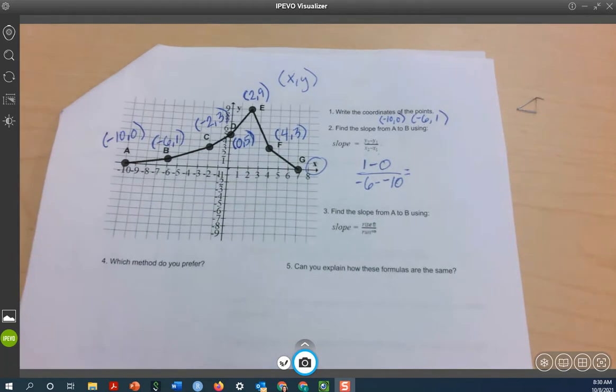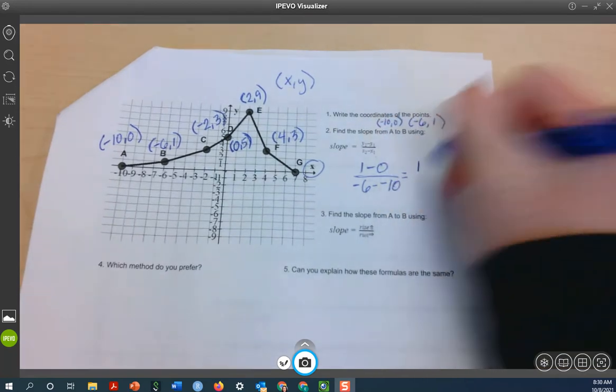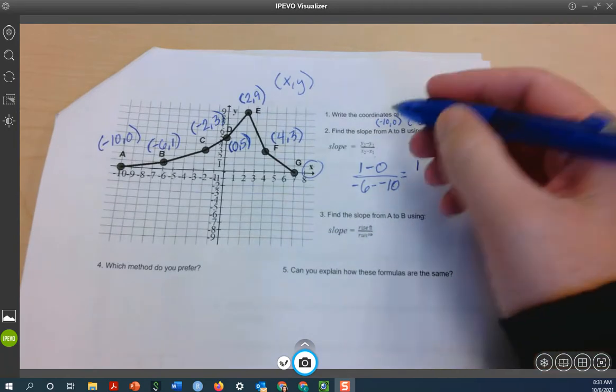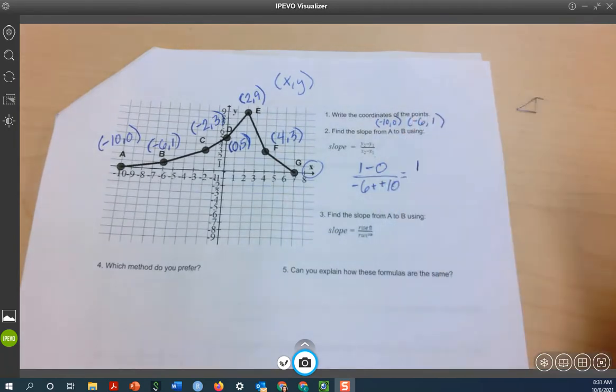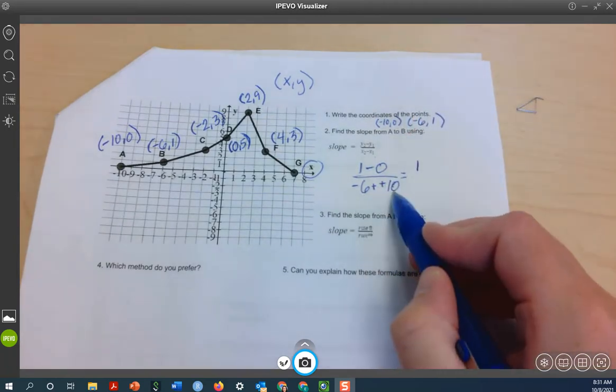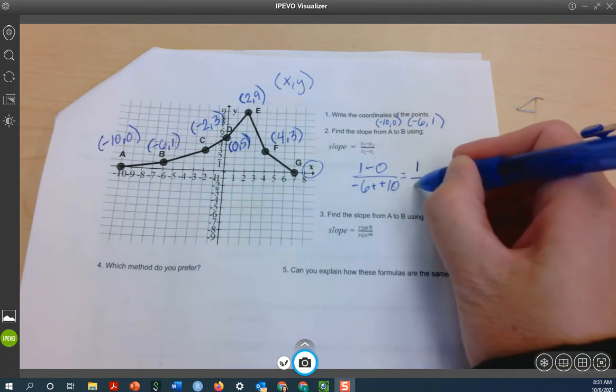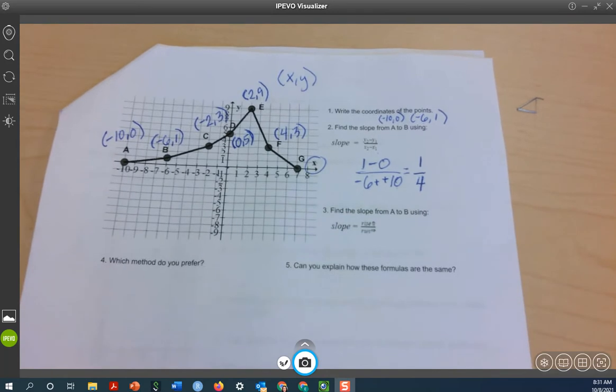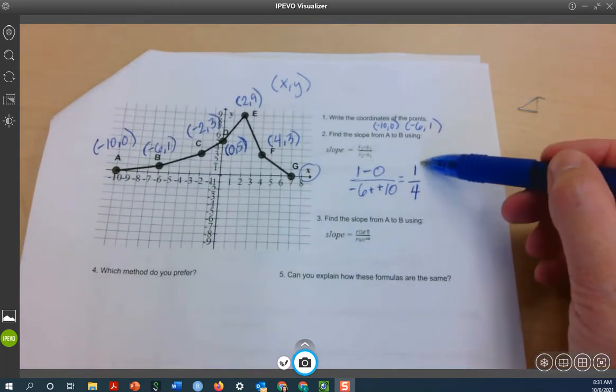Thank you. All right, so I saw a lot of good work on your papers. Let's see. 1 minus 0, that was the easy one. For this one, some of you remember that minus negative makes plus, positive. And so a negative 6 and a positive 10 is a positive 4. If those numbers are still tricky for you, just make sure you know how to do that on a calculator. So we have a slope of 1/4.